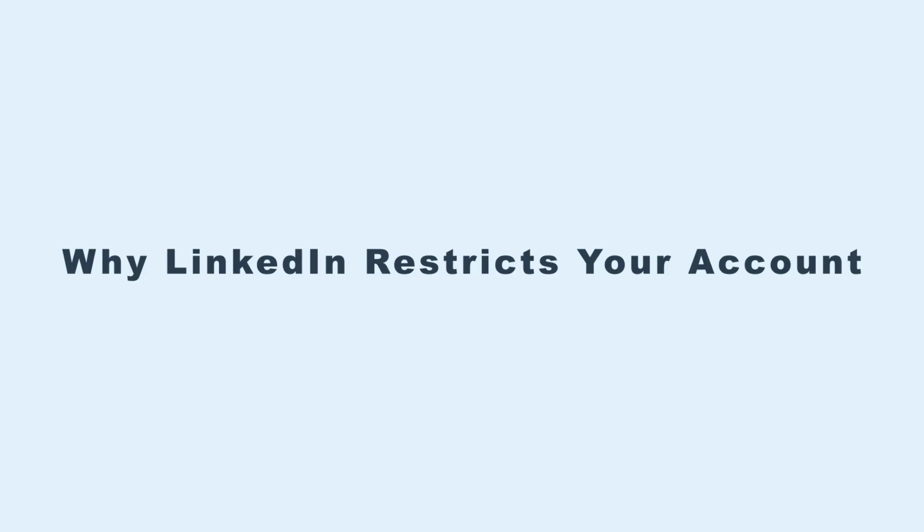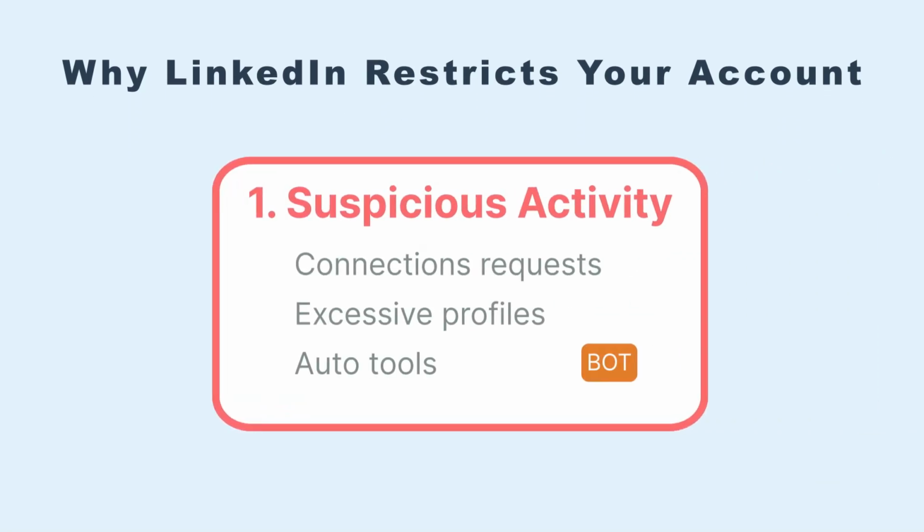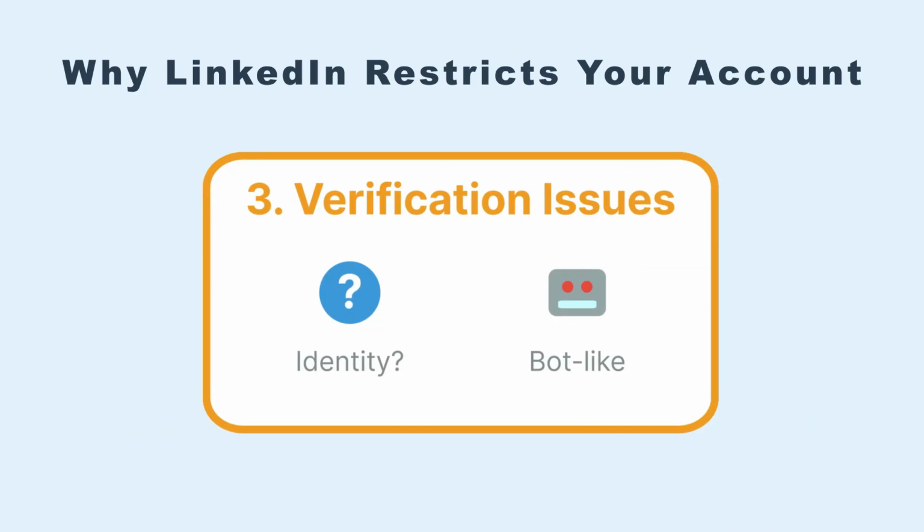First, you need to know why LinkedIn restricts your accounts. Restrictions can happen due to the following reasons. 1. Suspicious activity: sending too many connection requests, viewing excessive profiles, or using non-compliant automation tools. 2. Policy violations: posting inappropriate content, using fake profiles, or violating LinkedIn's user agreement. 3. Verification issues. LinkedIn might suspect bot-like behavior or question your identity.